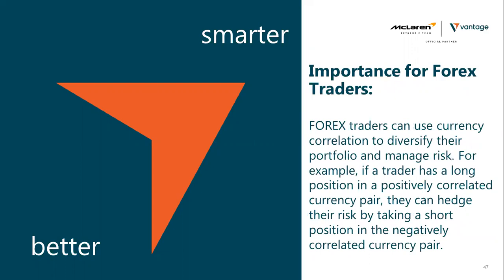Importance for Forex traders. Forex traders can use currency correlation to diversify their portfolio and manage risk. For example, if a trader has a long position in a positively correlated currency pair, they can hedge their risk by taking a short position in the negatively correlated pair. So what that means is this. Now, if you buy, there is what is called hedging.